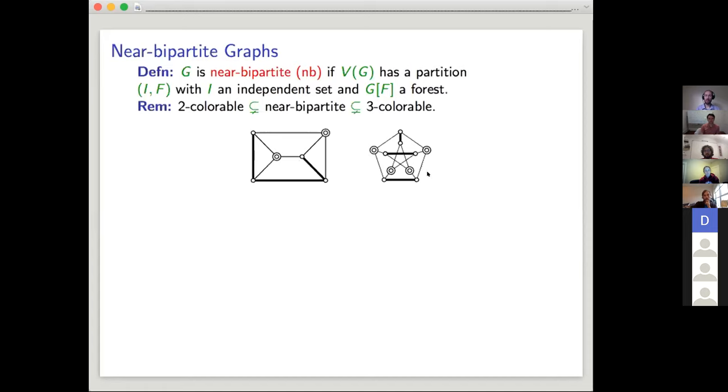Here's another one. We have a rule in the seminar that I used to run for years that if you're giving a talk on graph theory, you have to have the Petersen graph somewhere in the talk. So this is our place. Here again, the circled vertices are an independent set, and the remaining vertices induce a forest. So this is a valid IF partition.